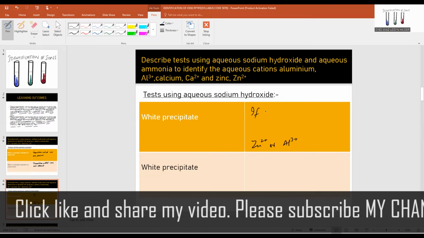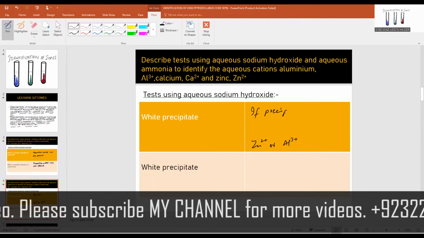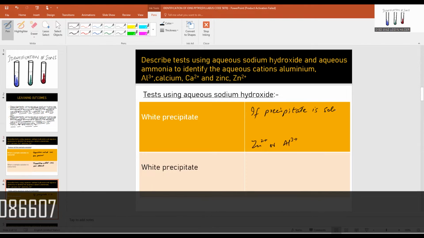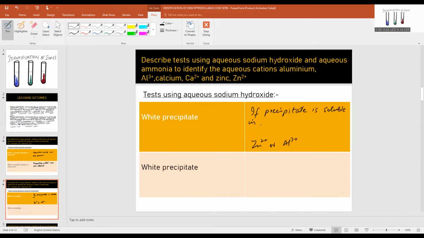If the precipitate is soluble in excess of aqueous sodium hydroxide. If the precipitate is insoluble in excess, or you can say it does not dissolve, so you can say it must contain Ca2+.